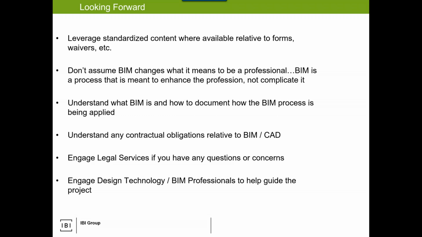Don't ever, as a BIM coordinator, fall into the trap of trying to write contractual language. I've been doing this for 15 years and I'm not comfortable doing that. It's best to say, let's engage a lawyer, let's engage somebody like this. A lot of this presentation comes from my lawyer colleague. Let the experts talk about the things that they know best. Don't assume BIM changes what it means to be a professional. Okay? That's very important. BIM is a process meant to enhance and not complicate the profession.